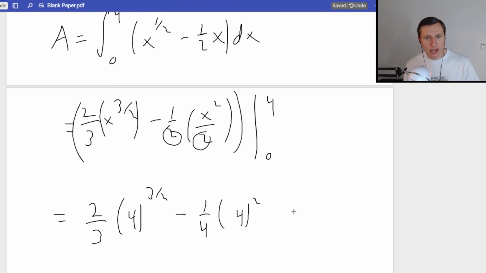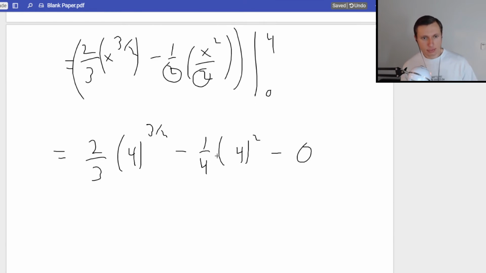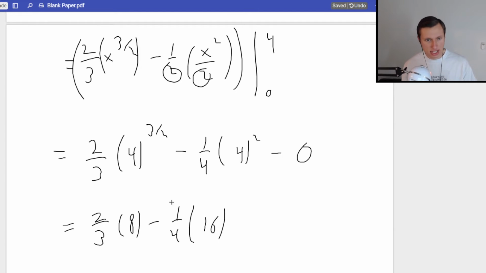Okay. And then all of this is minus, well, when I plug in 0, I'm just going to give you a spoiler. That's just going to turn into 0. Lucky us. So most of you will need a calculator for this part. However, I did take Algebra 2 in high school. Well, high school. So I don't need a calculator. 2/3, 4 to the 3/2 power is like the square root of 4 cubed. So that's 2 cubed, so 8. Minus 1/4 times 4 squared is 16.